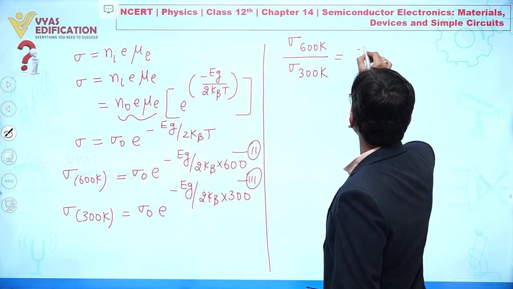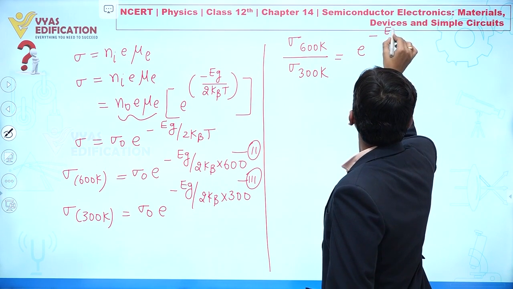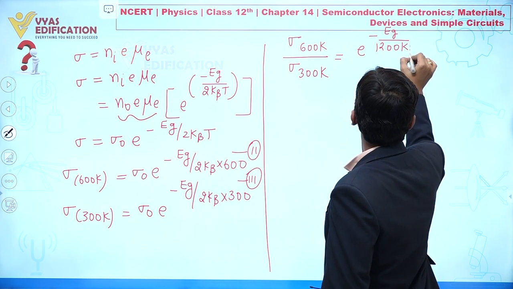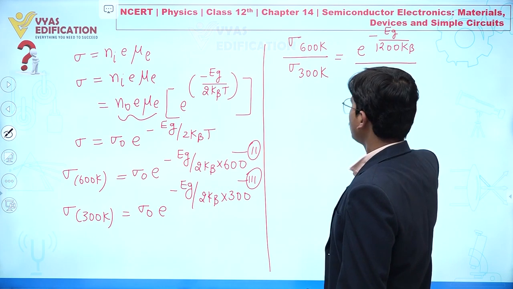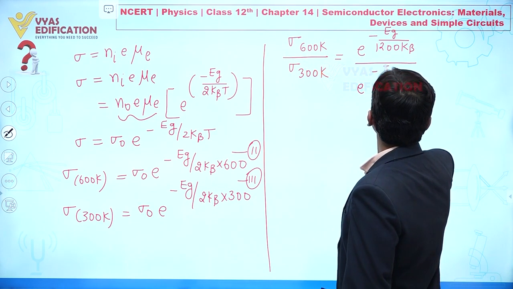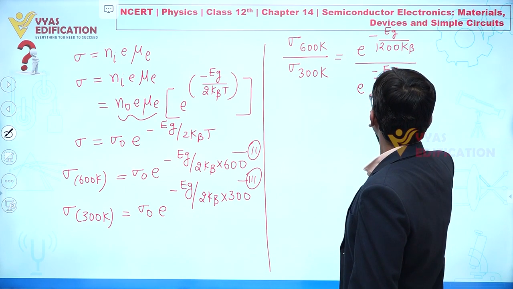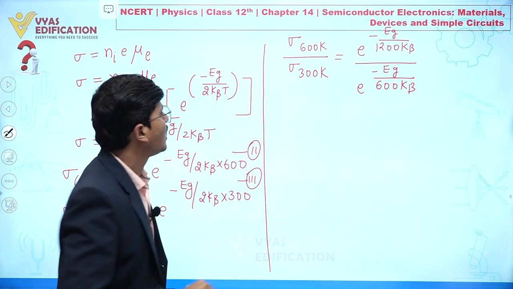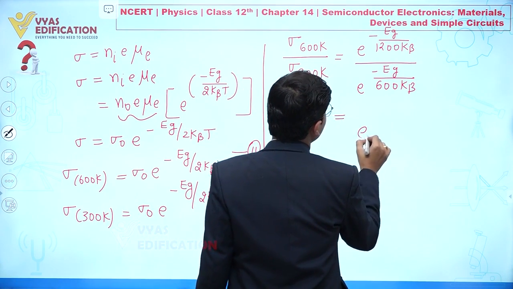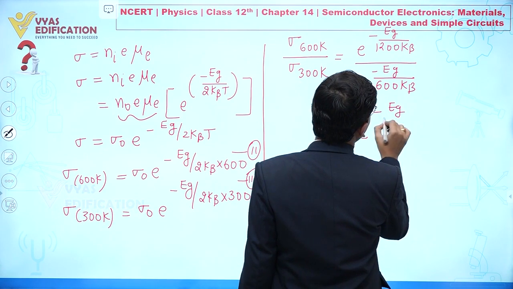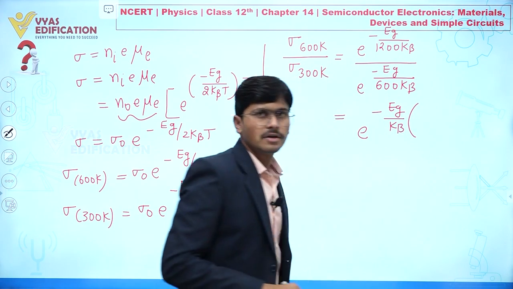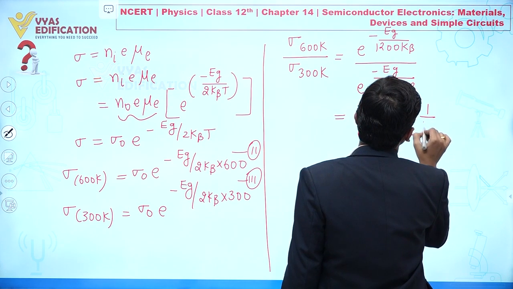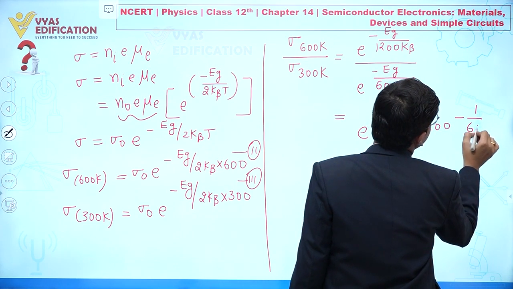The sigma naught cancels out, and we get e to the power minus Eg over 1200 kb, divided by e to the power minus Eg over 600 kb. Now if you solve it, we can write this as e to the power minus Eg divided by kb, taking it common. Because of the sign, this becomes positive, and we can write 1 by 1200 minus 1 by 600.